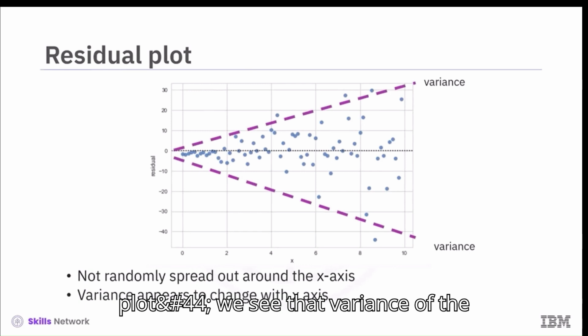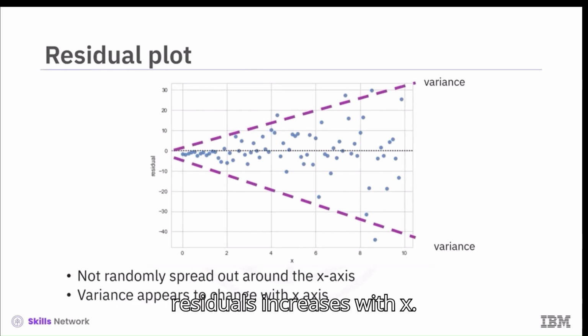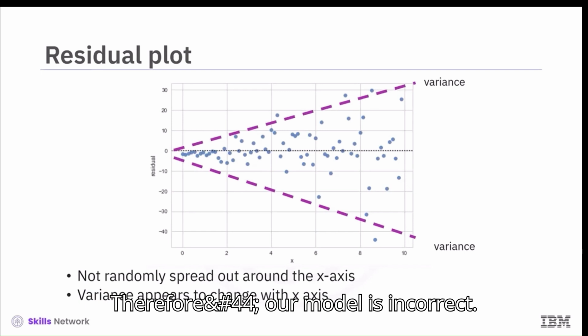In this plot, we see that the variance of the residuals increases with x. Therefore, our model is incorrect.